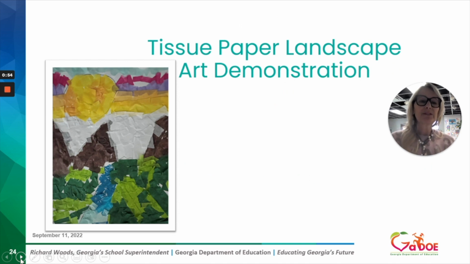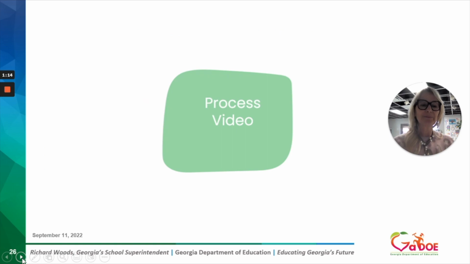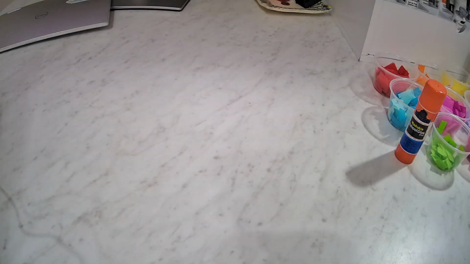Again, this is one of my student pieces, and you can see how that looks in its finished format. As I said before, we focused on the element of art, which was space. We looked at some of Ted Harrison's landscape art and talked about foreground, middle ground, and background. And today we're going to jump into this process video. Hi everyone, here we go with the process video for the tissue paper landscape inspired by Ted Harrison.